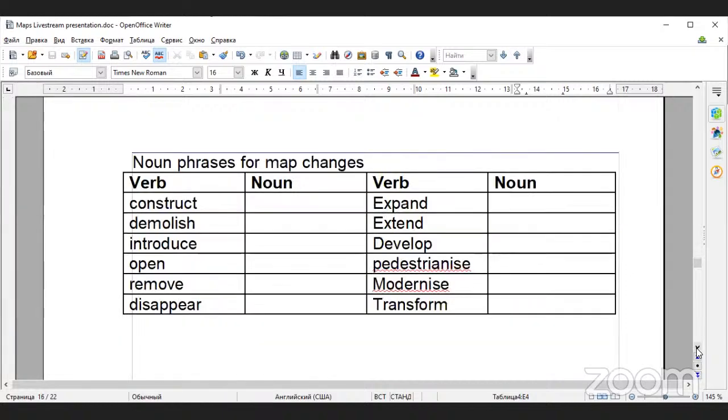And also, it is a nice way to use a range of grammar structures if you use nouns instead of verbs. Because of course you can say the area was pedestrianized, it became a pedestrian precinct, but you can also say it underwent significant, and the word will be like pedestrianization.